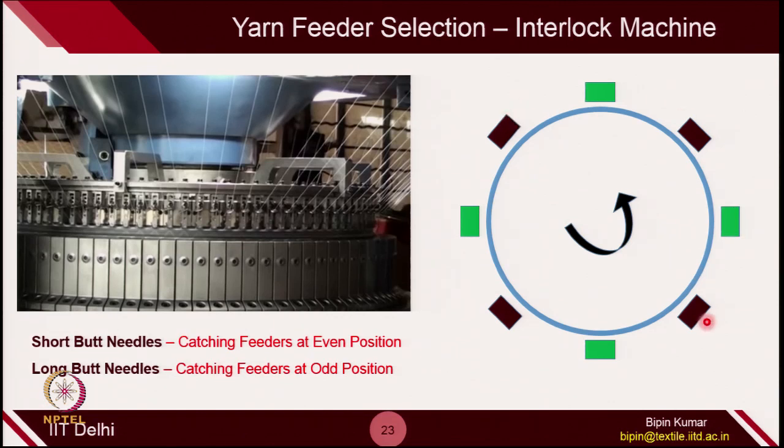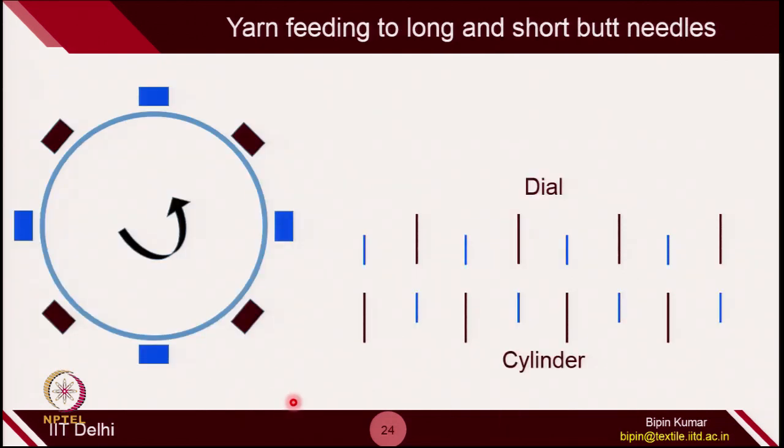Here you can see there are 4 cams which are actually making long butt needles active. They are catching the feeders only in these 4 positions. When a long butt needle is active here, it is inactive in the green cam box. So, at this feeder the long butt needle is not catching the yarn; it is actually catching the yarn in alternate feeder positions. You can call these even positions or odd positions. When short butt needles are catching even position feeders, then long butt needles will be catching only odd position feeders, because of the nature of the cam track. This is how things are done.